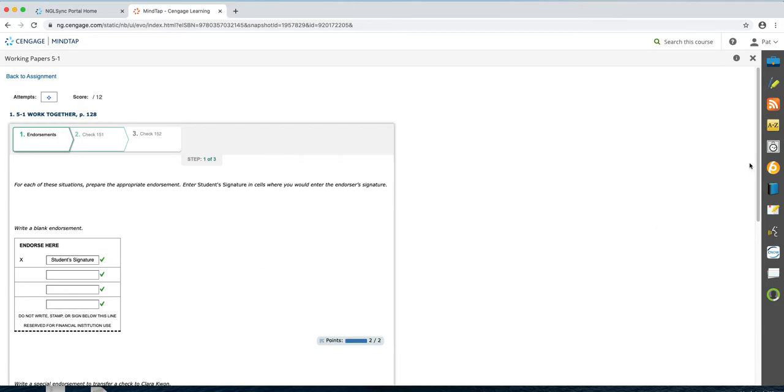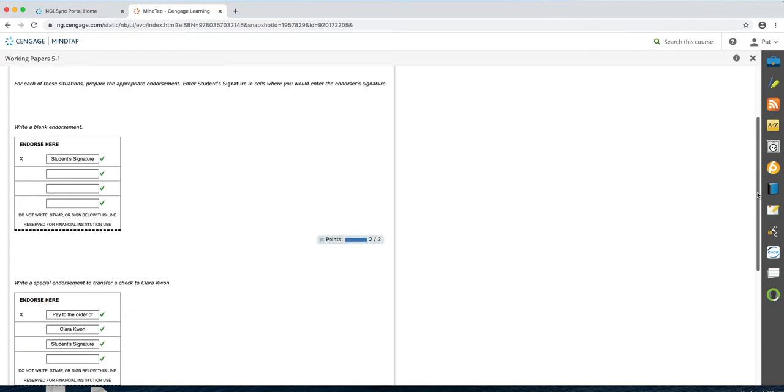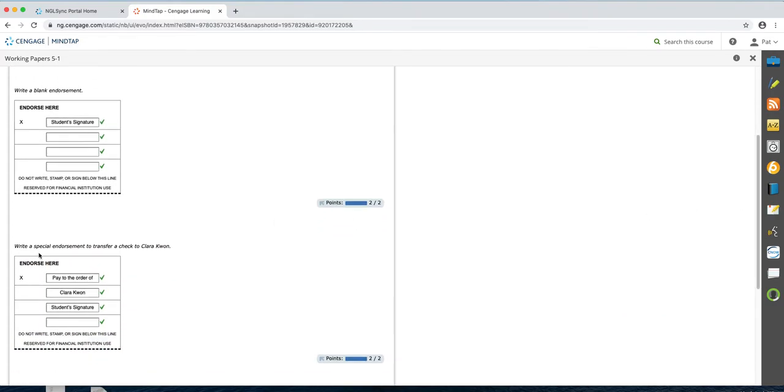That's just writing a check. So you just sign your name. Somebody writes you a check, you sign your name. Then there's these things called special endorsements to Clara Kwan. So what's happening is we are transferring the ownership, if somebody wrote us a check, we're transferring it to Clara Kwan. So what we do is we write pay to the order of the person's name, Clara Kwan, and then you would write your name or your signature, but what we're going to do is write student signatures for our signatures right now. Do not write below, and we're not going to.